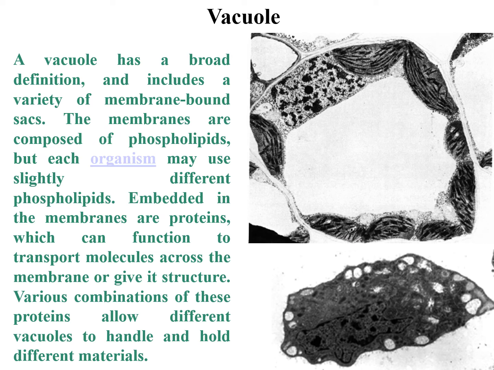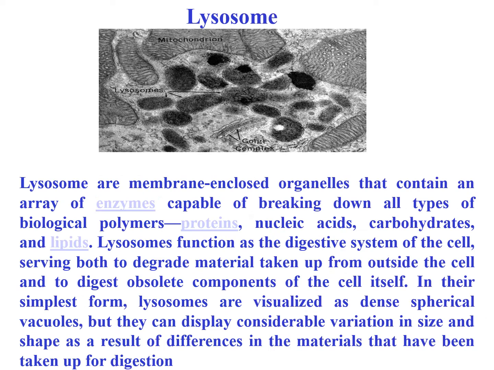This is all about the vacuole. Vacuole has a broad definition and includes a variety of membrane-bound sacs. The membranes are composed of phospholipids, and each organism is slightly different in its phospholipids. Embedded in the membrane are proteins, which function mainly as transport molecules across the membrane or to maintain its structure. So it also helps in transport systems.